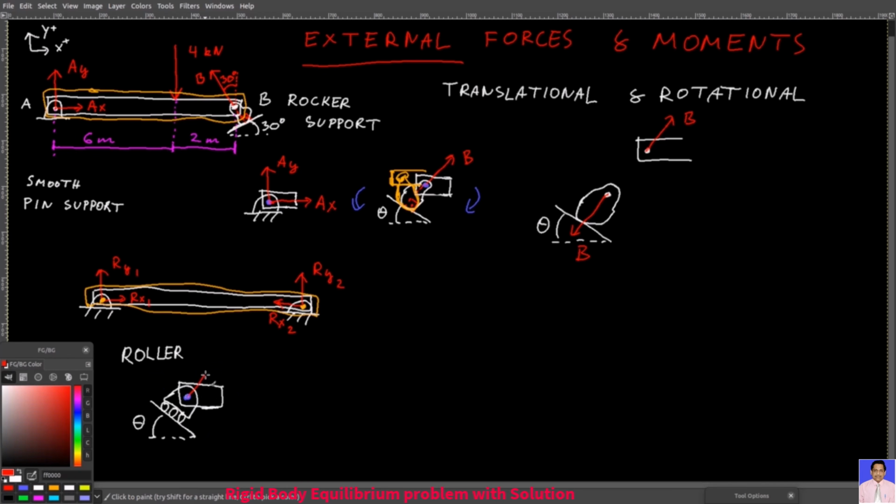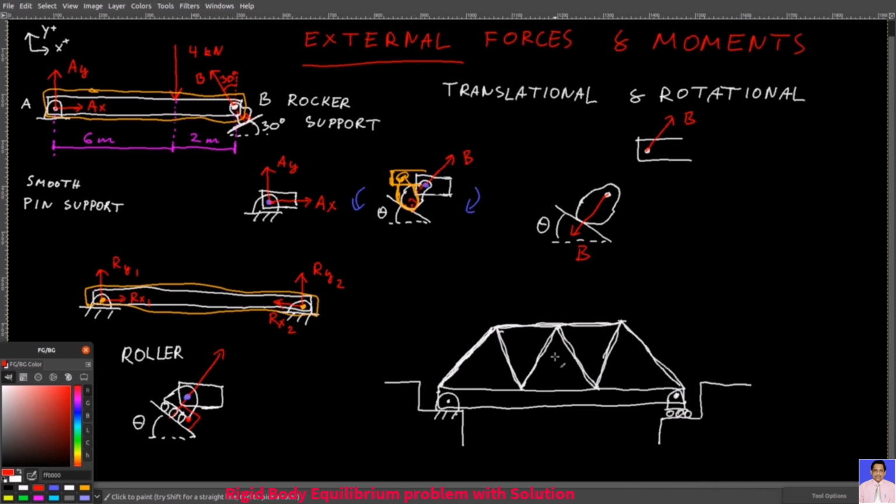It only restricts motion normal to the ground, perpendicular to the ground. It can be used in bridges, for example. Here you have a smooth pin support, so translation in all directions is restricted. And then here you have a roller where translation only normal to the surface is restricted. This configuration allows one side of the bridge to move horizontally in order to cope with the bridge's size change due to variations in temperature.